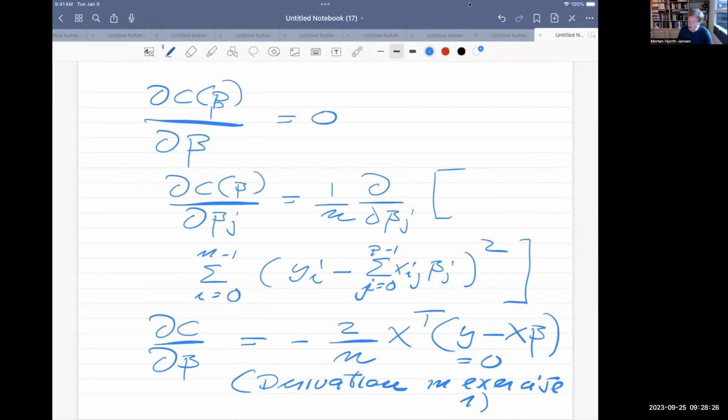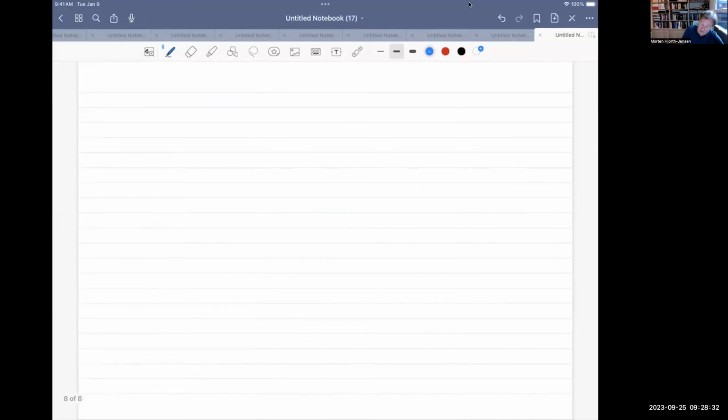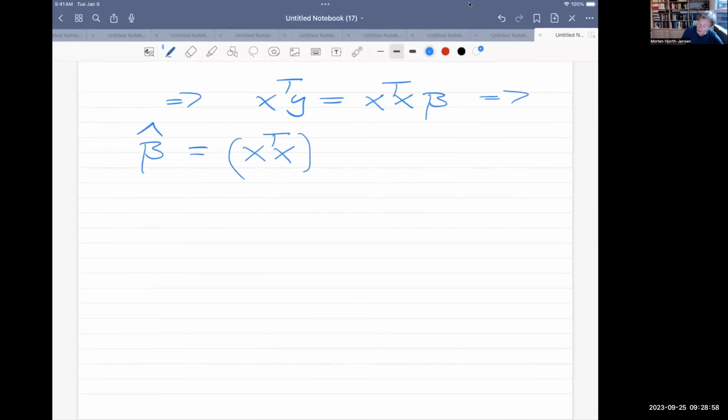If we reshuffle, we get an expression for the parameters beta. What we get is that X transpose times y is equal to X transpose times X times beta. And these define the optimal parameters beta. So we put a hat on this to denote that this is the optimal parameter. And we need to invert this matrix, X transpose times X, multiplied with this matrix X transpose times y here.